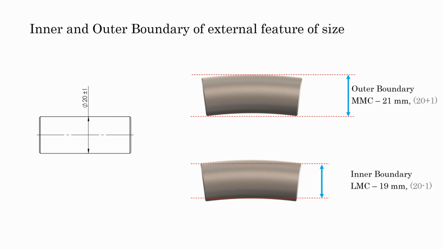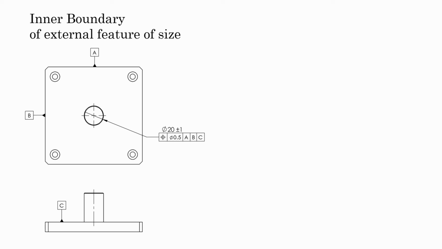Now, what about the inner boundary of an external feature of size? If no geometric tolerance is applied over the external feature of size, the inner boundary would be its LMC size. So in this case, the inner boundary of the pin would be 19 mm. Now with the position tolerance 0.5 mm.